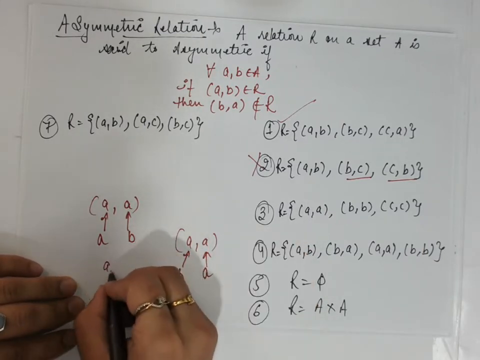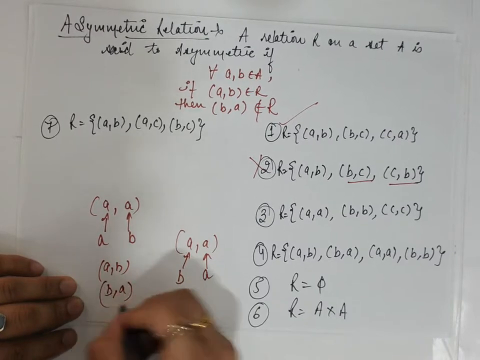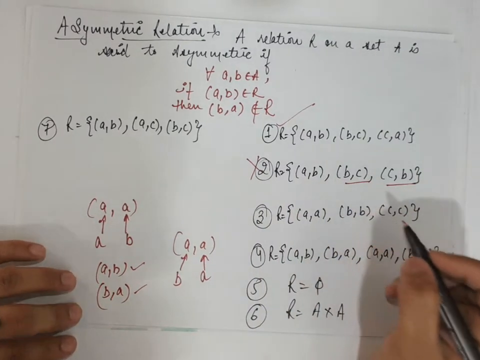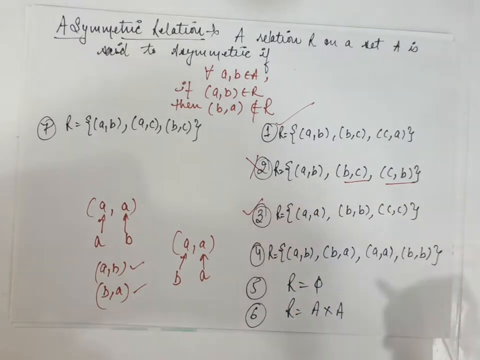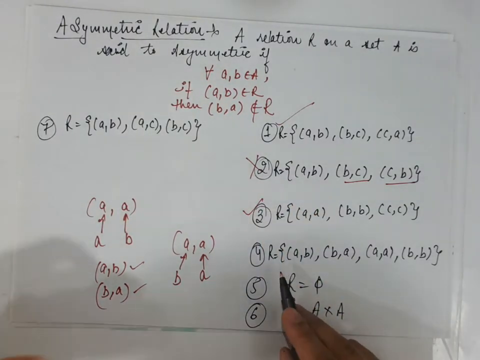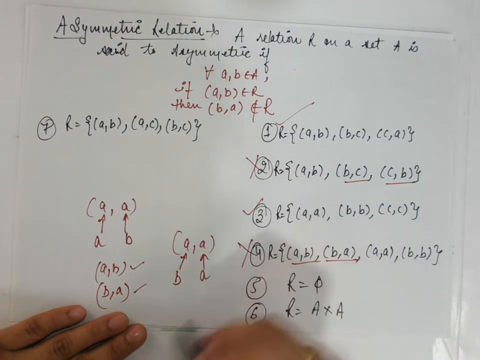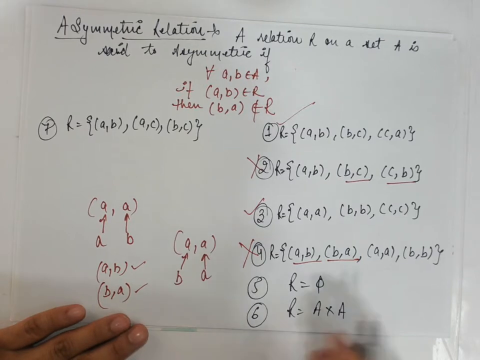Therefore, AB is present and BA is also present for the diagonal parts. Therefore, asymmetric relation does not allow the diagonal pairs. Now, fourth is R is equal to AB. Is BA present? Yes. Therefore, R4 is also not an asymmetric relation.